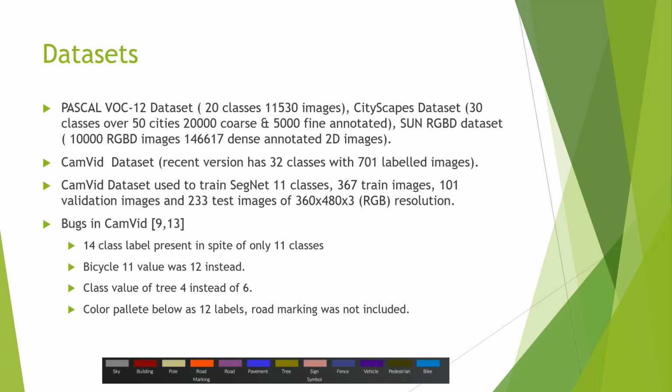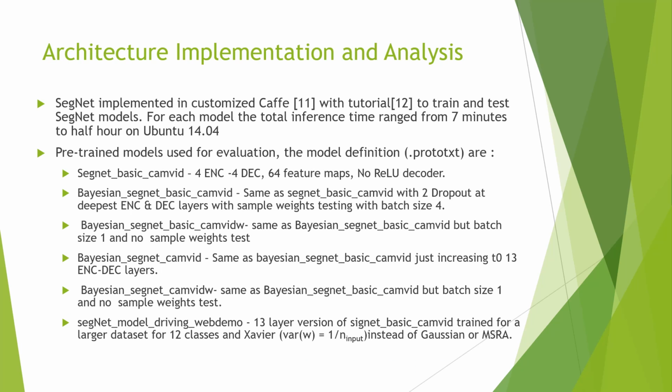Lane marking was not included for the evaluation of the dataset provided, pre-trained data provided. It is only used for the web demo, which has a lane marking label available and is trained on a much larger Cambridge dataset with much finer annotation. The SegNet architecture will be implemented on a customized Caffe version with a tutorial to train and test SegNet models. For each model, the total inference time ranged from 7 minutes to half an hour on Ubuntu 14.04. Repeated models used for evaluation.